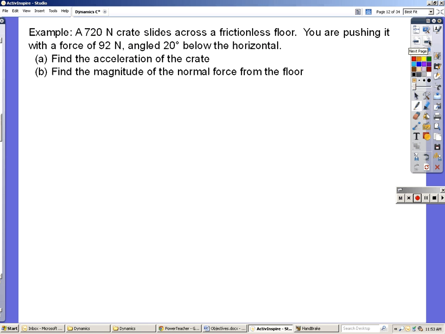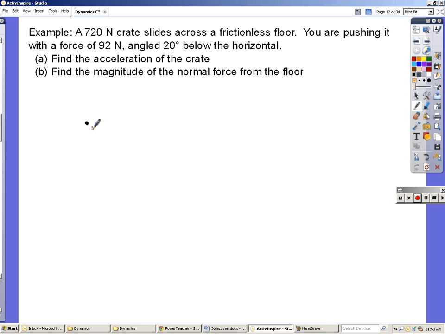So here's an example. We've got a 720 newton crate. It slides across a frictionless floor. You're pushing it with a force of 92 newtons that is angled 20 degrees below the horizontal. What you want to do is find the acceleration of the crate and the magnitude of the normal force from the floor. So first step is draw a picture, a free body diagram.